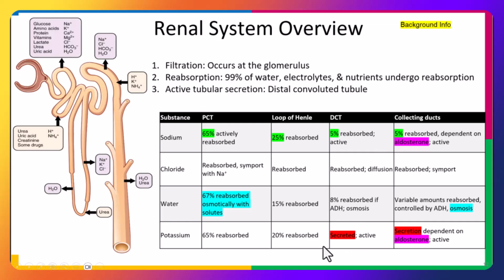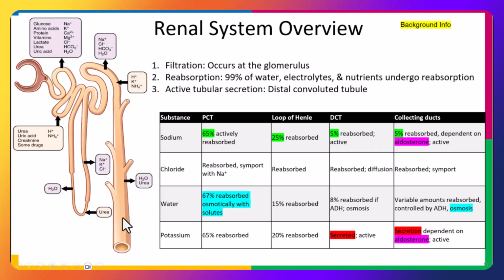Potassium at this level can also be secreted, meaning put back in. And why do we put it back in? You can see there's also hydrogen ions and ammonia. The reason we do this is to maintain electrical charges, to keep our body in homeostasis, and also to maintain the proper pH of our blood.